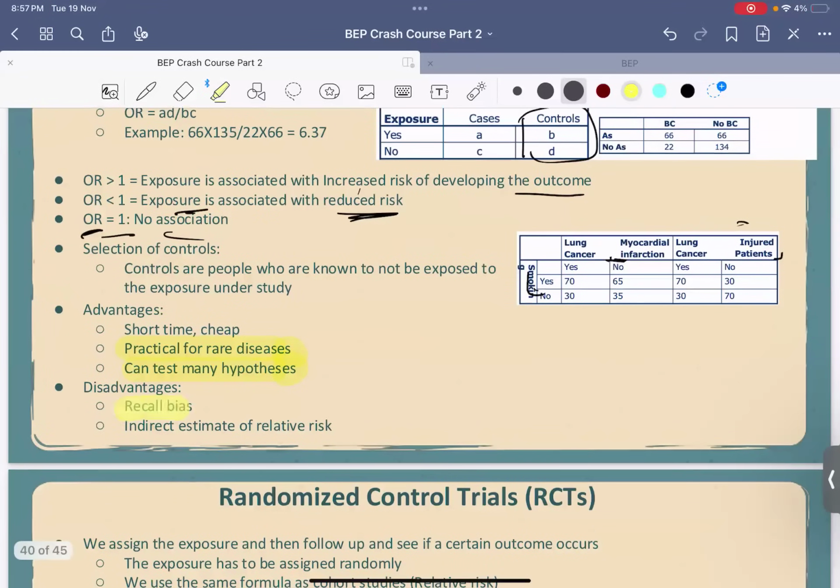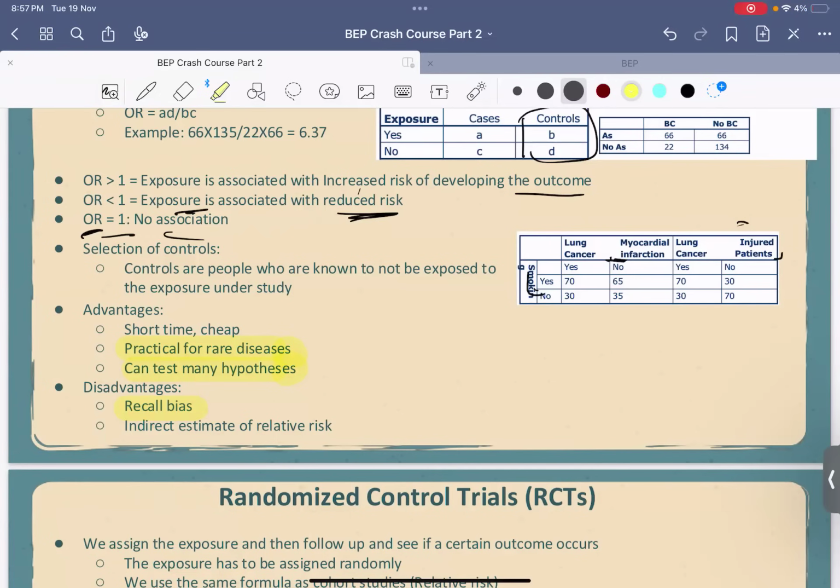Disadvantages: recall bias. Now we're getting a patient who had a certain disease, and you ask them, did you have this exposure? They may have had this exposure 10 years ago, so they did have the exposure, but they tell you no, because they forgot. So there's potential recall bias in this design.